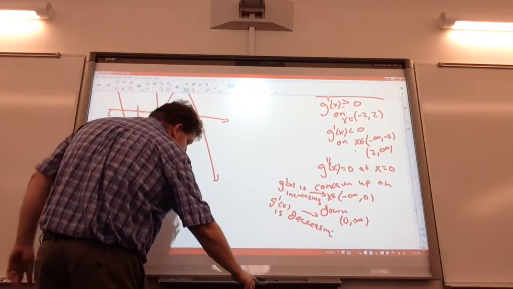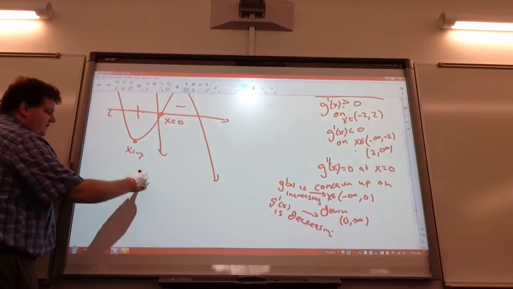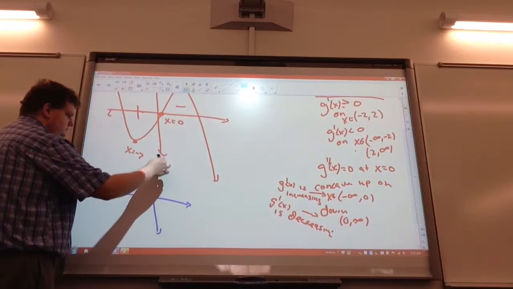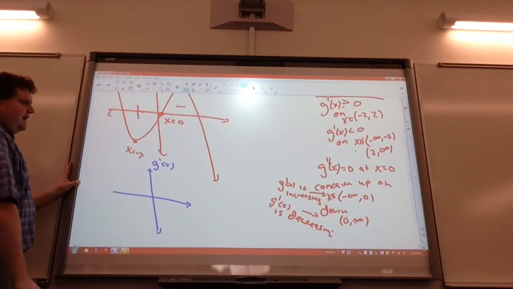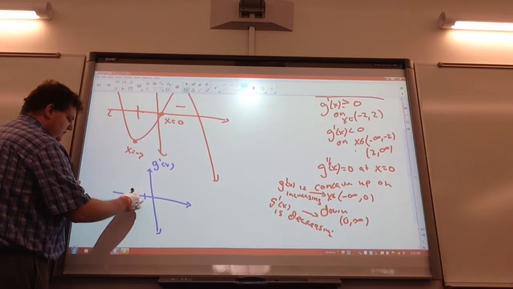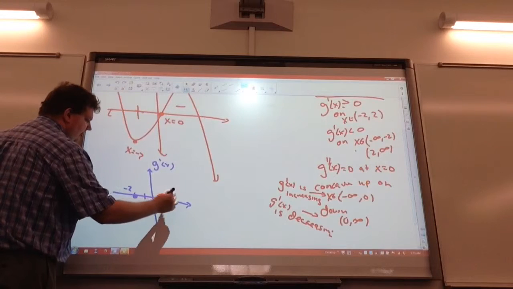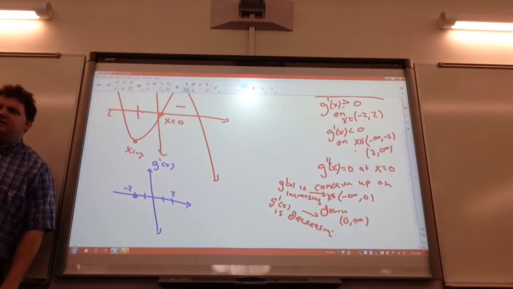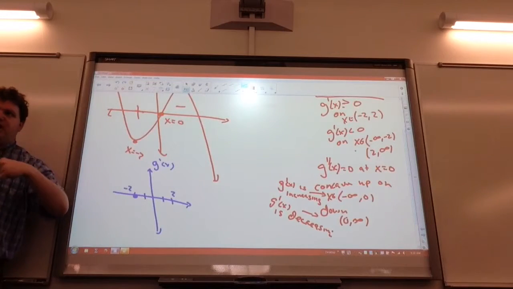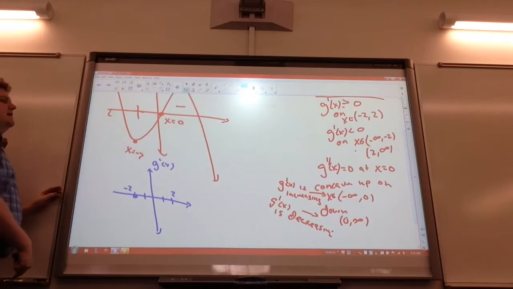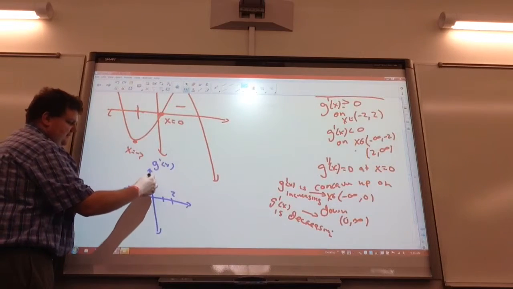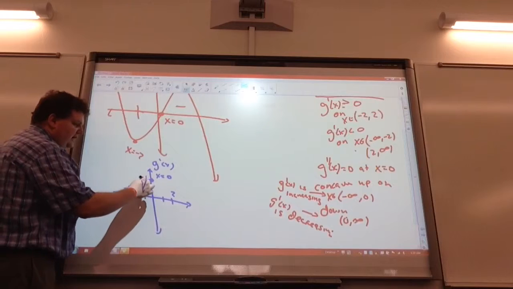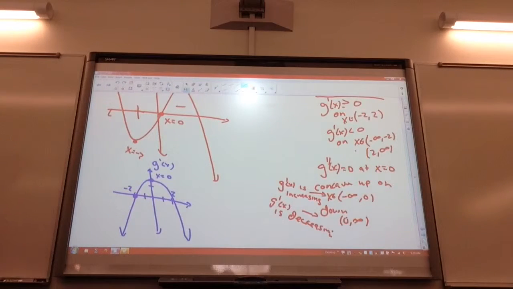So I can come through now and do a decent sketch of g prime of x. I've got zeros at -2 and 2. My point of inflection is at 0, and that point of inflection is a maximum for g prime of x. How do I know it's a maximum, not a minimum? My concavity went from positive to negative, so somewhere along here is where x is equal to 0. And so filling in my curve, I should end up with a parabola that looks something like that.